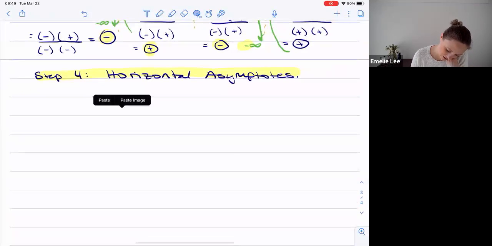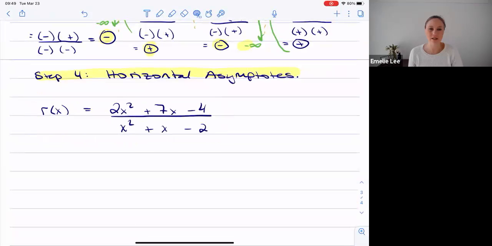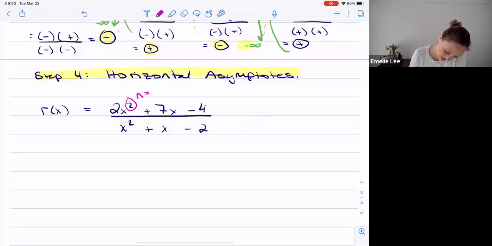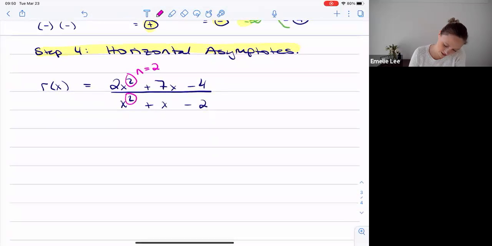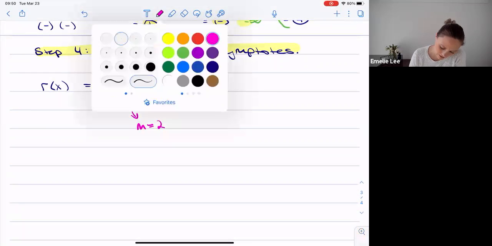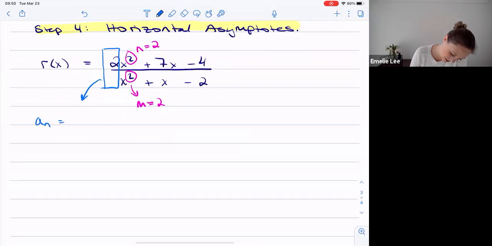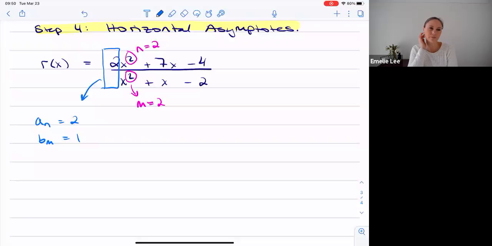Okay, and I'll just bring in r of x again. So here I want to highlight that n equals 2, the degree of the numerator is 2, and m equals 2. Okay. And then I also want to look at an equals 2 and bm equals 1. If there's no visible coefficient, you're multiplying by 1.